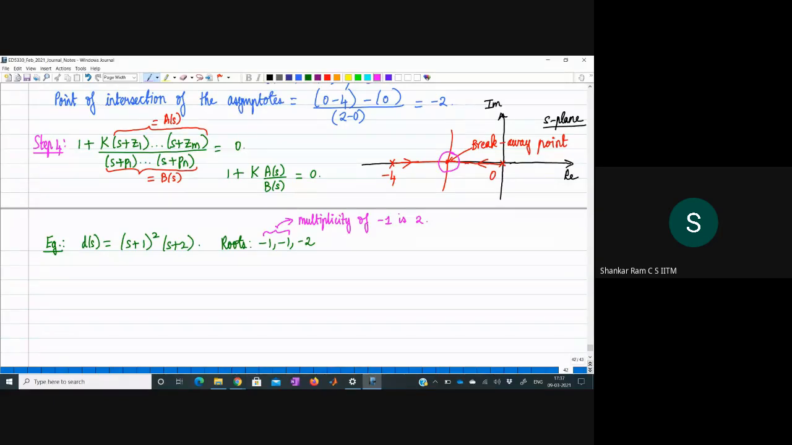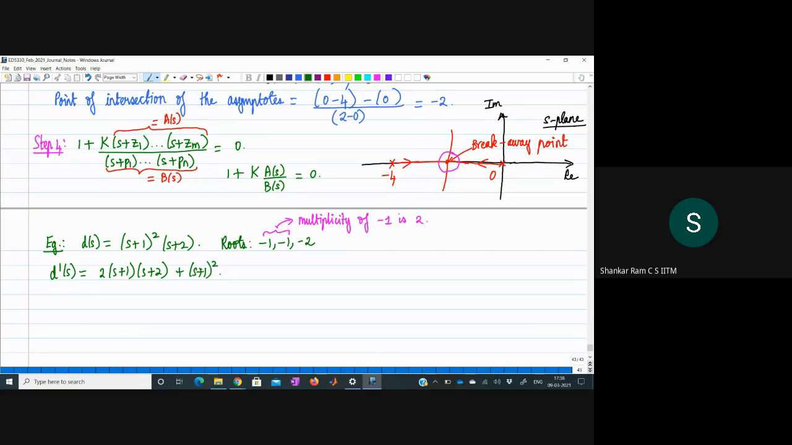All right. Now, the multiplicity of the root at -1 is 2, and we want to formalize the process. Let's take the first derivative of d of s with respect to s. D prime s means we are taking the first derivative of the polynomial d of s. Immediately we get 2 times (s plus 1) times (s plus 2) plus (s plus 1) whole square.